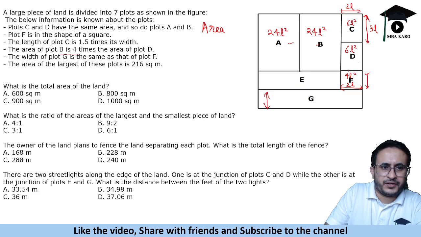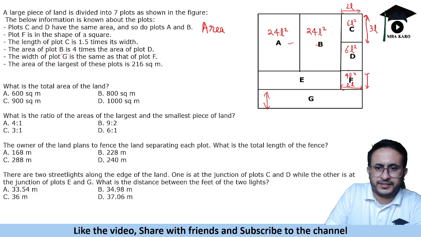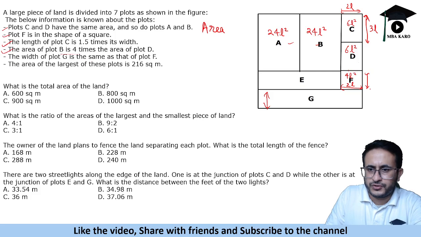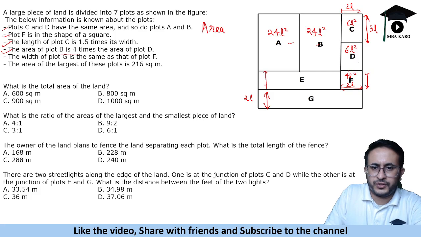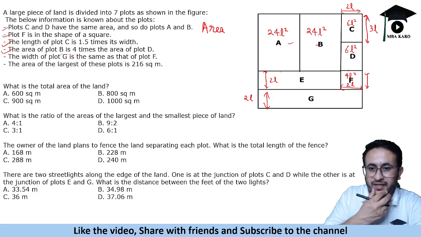Now it says that C and D have the same area, and plot C is 1.5 times its width. This has been used. C and D have the same area, A and B have the same area, that is done. F is the shape of a square, and the width of plot G is the same as that of plot F. So plot F, the width is 2L, so this is also 2L. E also will be 2L. So this is 2L.